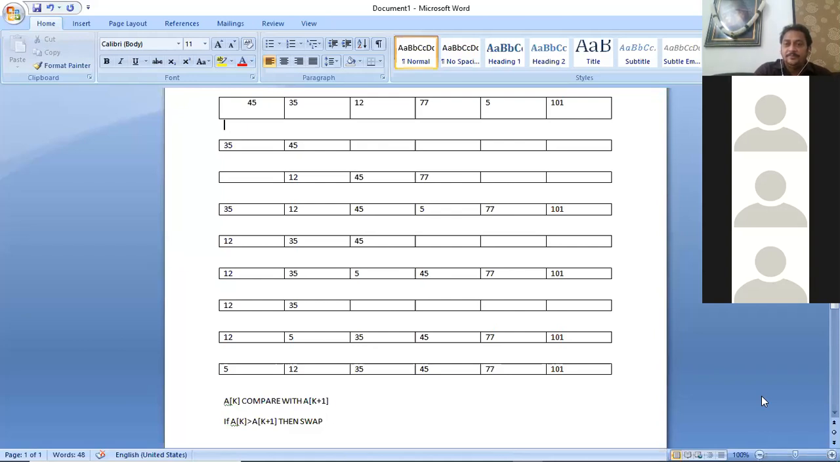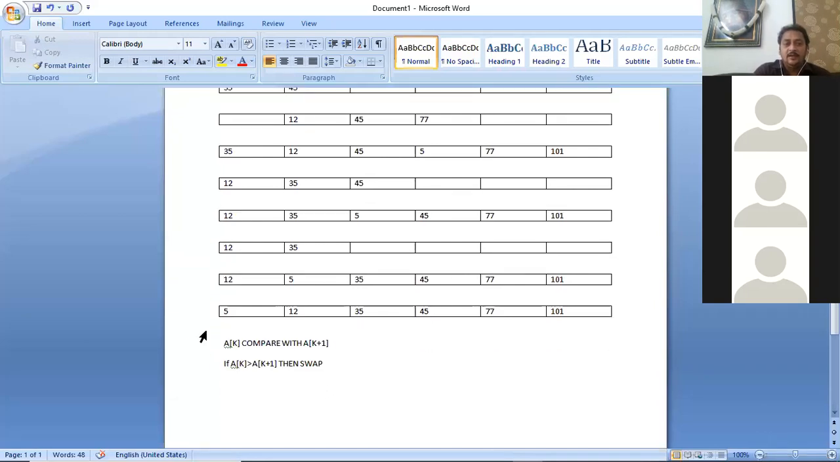Okay, is this clear? Have you understood? Have you copied this particular formula? A of k is compared with a of k plus 1. If a of k is greater than a of k plus 1, then swap. Otherwise, leave as it is.